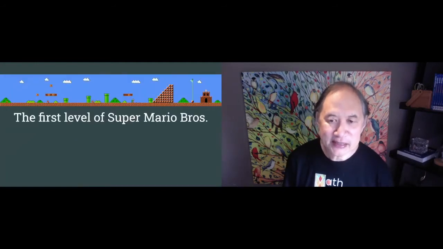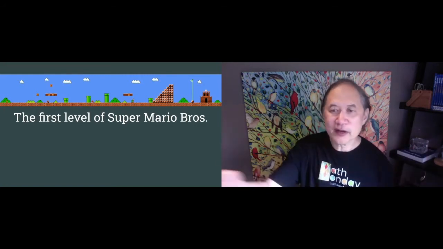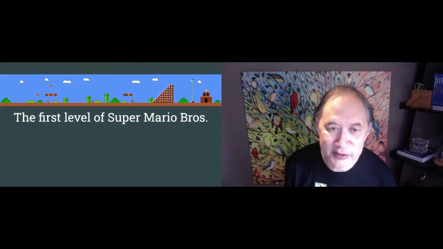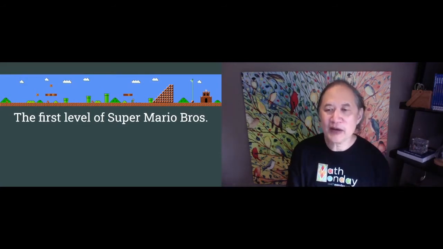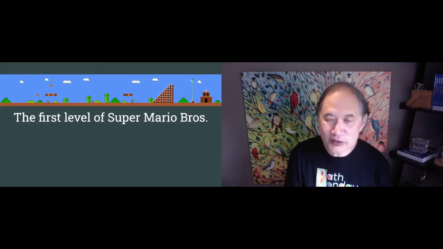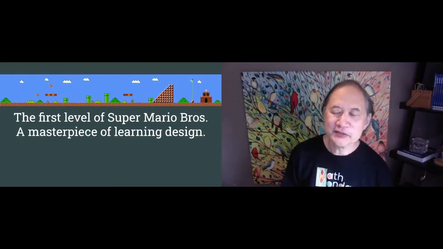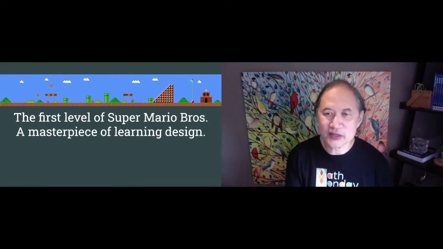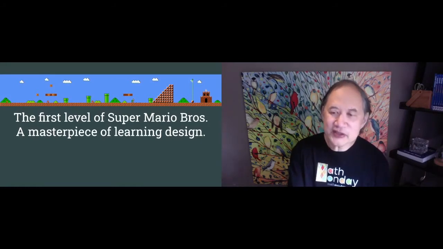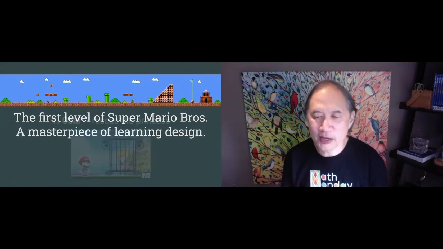So here's the first level of Super Mario Brothers, and it's a masterpiece of learning design. In the space of this one scrolling window, and many of you probably played this and experienced it, you learn everything you need to know about how to run, jump, how the objects work, what happens if you hit something from below or above. It's all done without words, and it's done in a very logical, smooth learning progression. What's interesting is that, of course, people don't like reading instructions. Most people just want to jump in. This teaches you by playing rather than teaching you by reading about it and then applying the theory later.